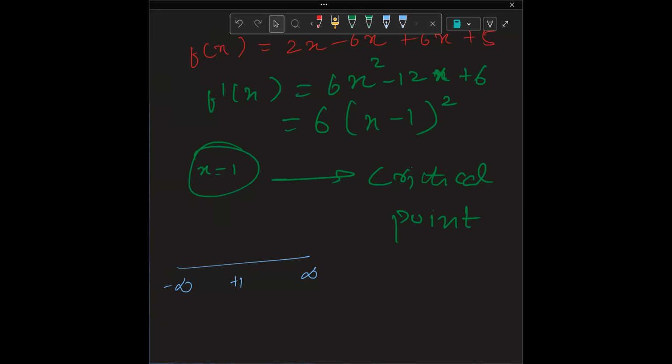Okay, so when you observe this, your f dash of x is greater than or equal to 0 for all x. For all values of x, your f dash of x is going to be always greater than 0, right? All right. Yes, sir.